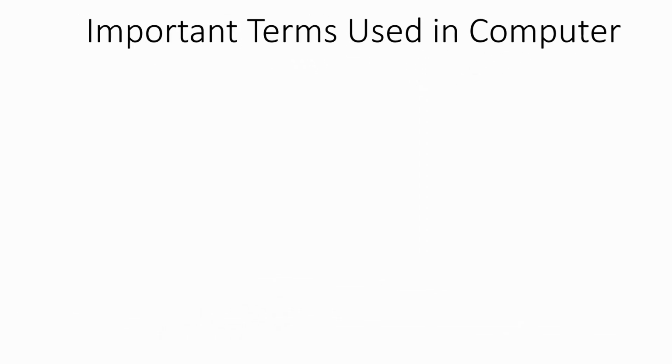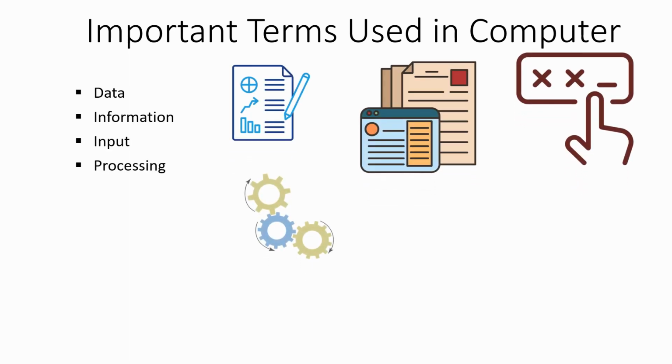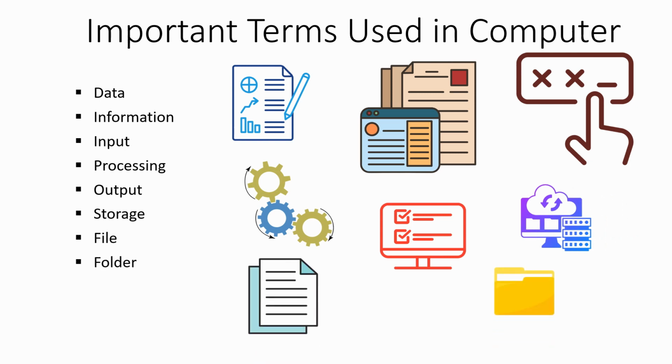Hello and welcome. In this video, I will explain the important terms used in computer, and the most important terms are the data, information, input, processing, output, storage, file and folder. There are some other terms as well. However, in this video these 8 topics will be discussed.